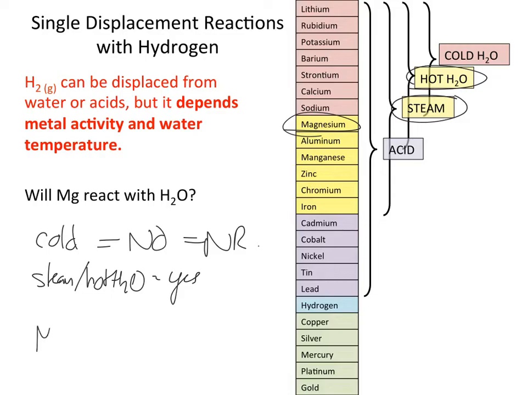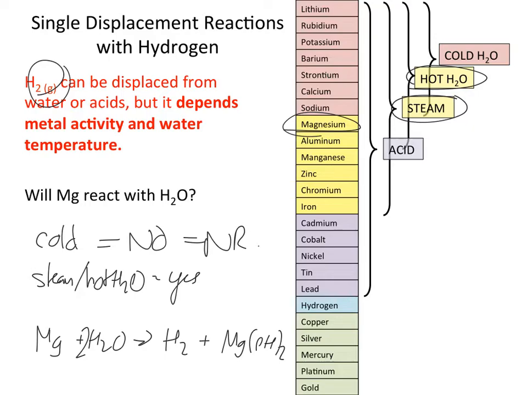So you'll have Mg plus H2O, and what you're going to do is produce hydrogen gas. So you're going to get H2, and what's going to be left over is magnesium hydroxide, Mg(OH)2. Okay, so you can go ahead and balance that. In this case, it's just that right there. Okay, so there's our balanced equation.